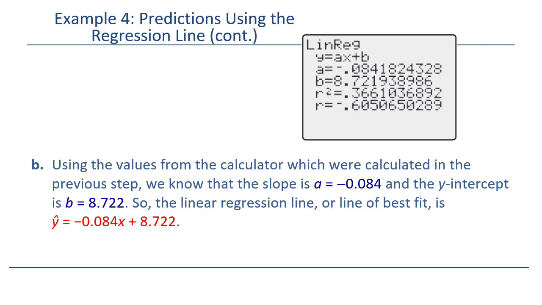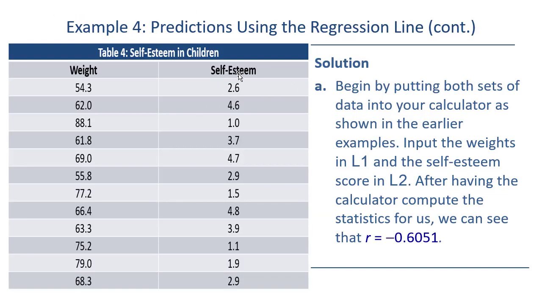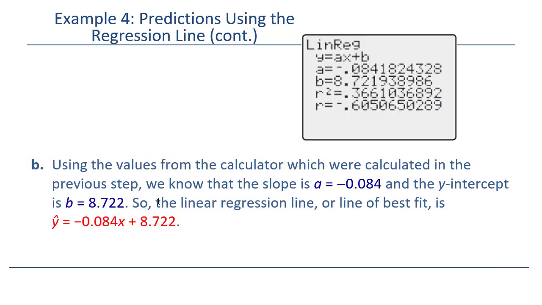Which means, remember, what was X? X was the weights, and the self-esteem scores were the Y's. We're trying to guess how good they feel about themselves based on their weight. So when we have this equation, that means their self-esteem score would be 8.72 when X was 0, meaning when their weight was 0, if they didn't weigh anything, they would be really, really happy about themselves, right? So obviously this thing doesn't work for all values of X because you can't have a weight of 0.